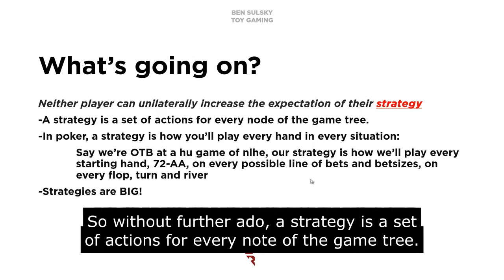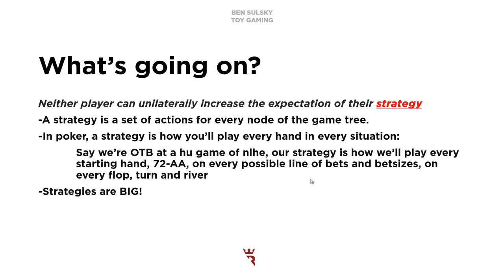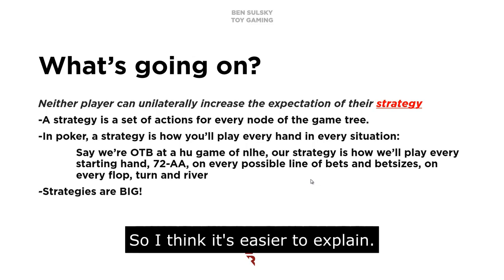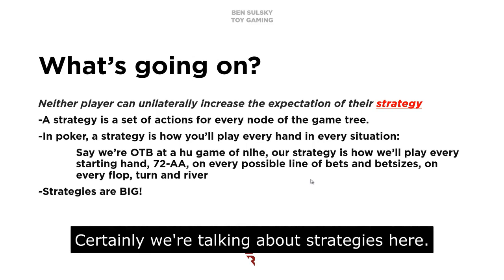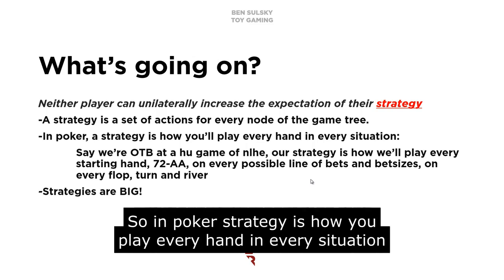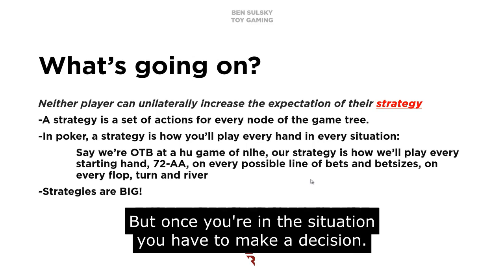So without further ado, a strategy is a set of actions for every node of the game tree. Okay, that's a useful definition, but it also invokes a bunch of other concepts that we might not know. So I think it's easier to explain: you can see neither player can unilaterally increase the expectation of their strategy, with strategy being highlighted. So certainly we're talking about strategies here. In poker, a strategy is how you'll play every hand in every situation. And you might say, well, I don't know how I play every hand in every situation. And that's true. But once you're in the situation, you have to make a decision.